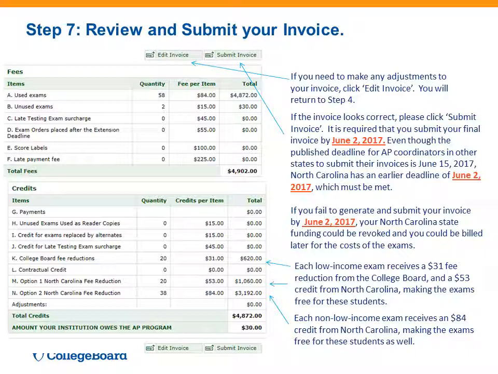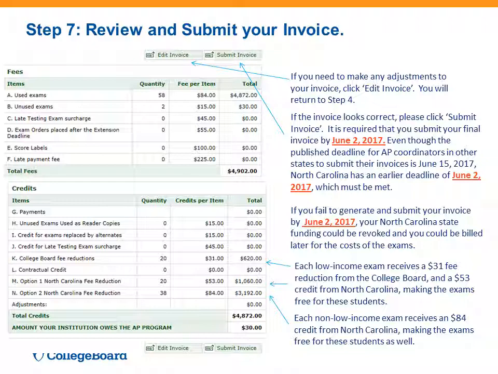Step 7 is to review and submit your invoice. Now, it's important to note first that if you need to make any adjustments to your invoice when this screen comes up, you can click Edit Invoice and it'll take you back to step 4. But as you see on the screen, it gives you a summary of everything you've entered thus far. So if your invoice looks correct, you can click Submit Your Invoice. Again, a friendly reminder that you'll want to have this accomplished by June 2nd of 2017.